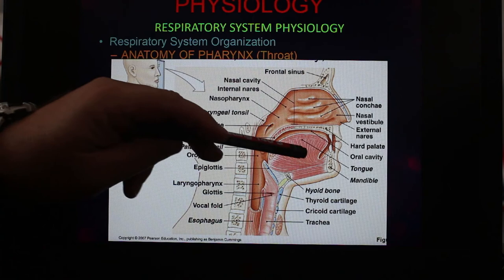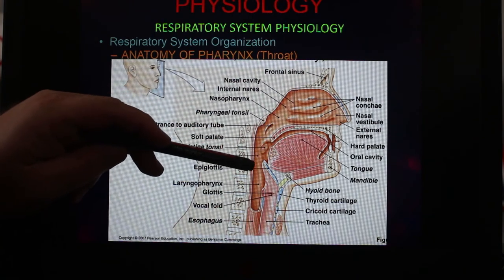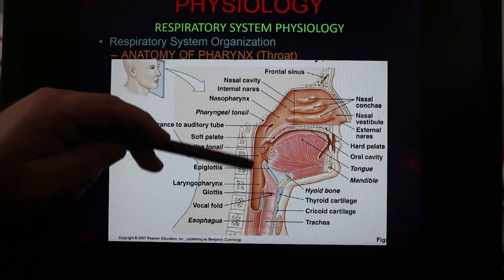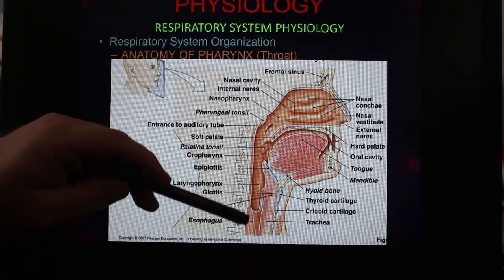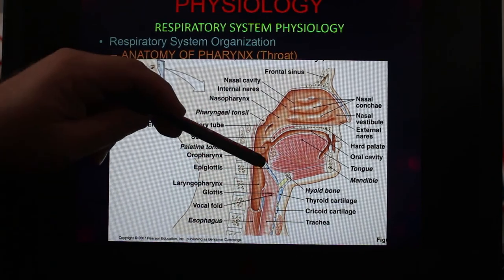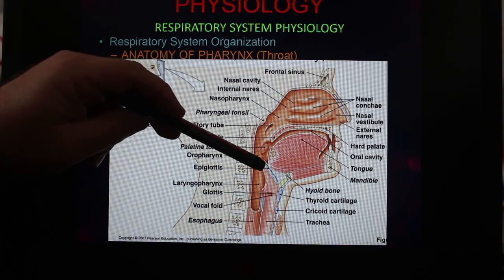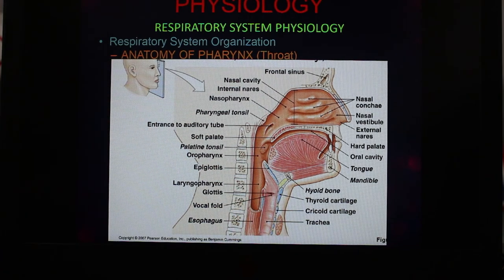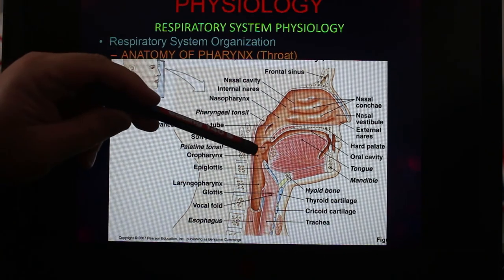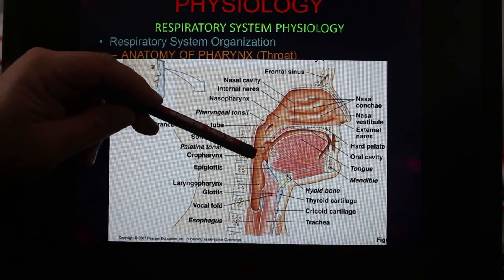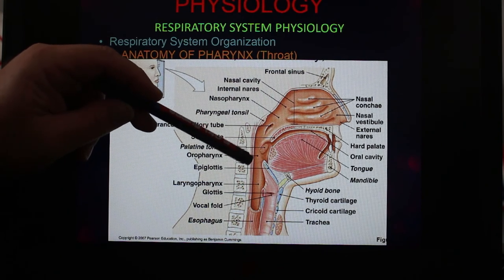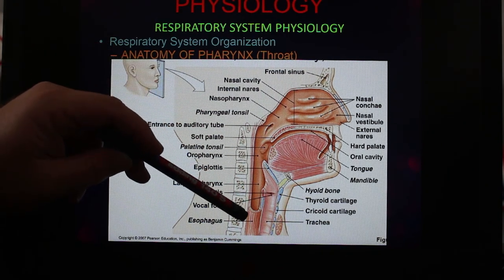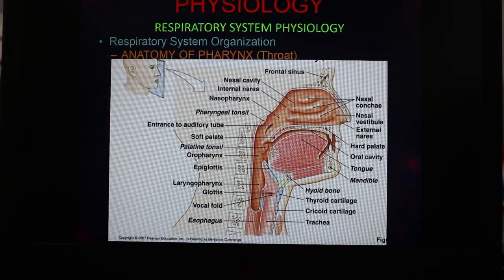So when we ingest something into our mouth, it goes down the pharynx, and as it passes through the laryngeal pharynx towards the esophagus here, this epiglottis, as a check valve, comes and closes the entrance of the trachea so that the nutrient, or water, whatever we're ingesting, is directed to the esophagus, and then it reopens again for us to continue to breathe.